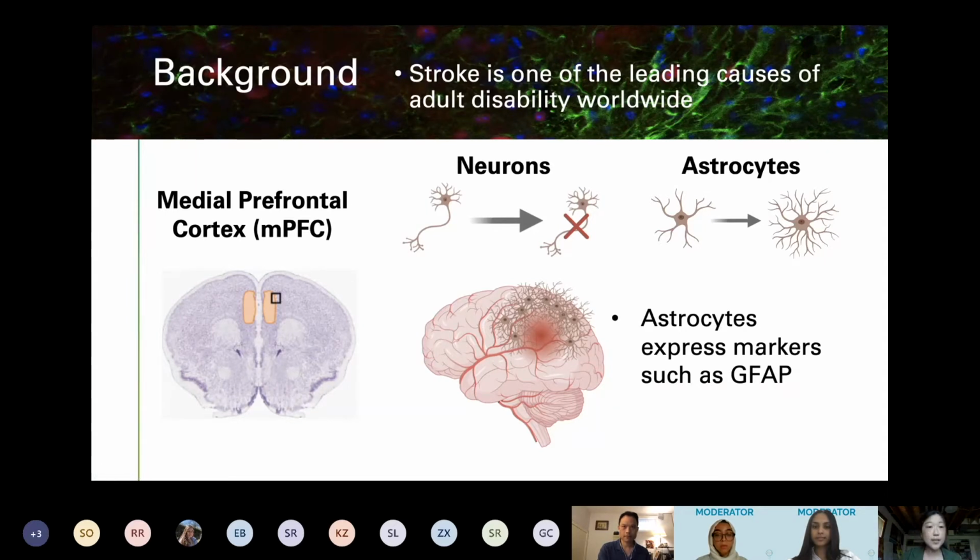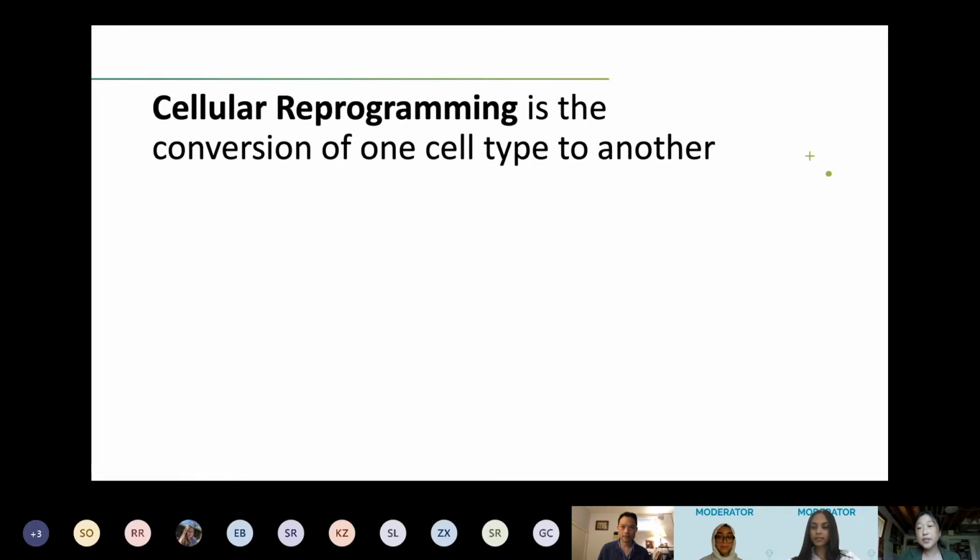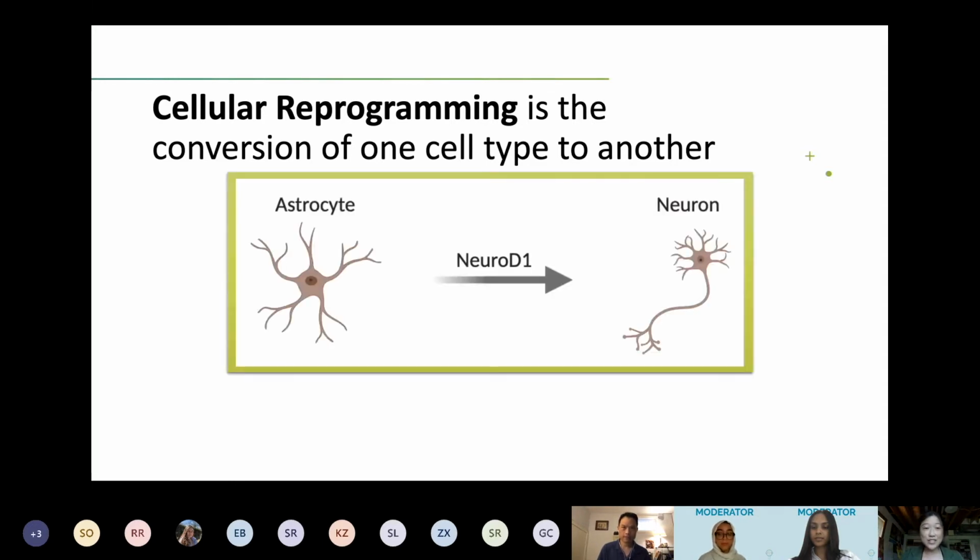So I just mentioned stroke obviously is a horrible thing, and it depletes the neurons in the brain. So we wanted to come up with a method to promote stroke recovery, and we thought of cellular reprogramming. Cellular reprogramming is just the conversion of one cell type to another. I mentioned astrocytes and neurons. Previous literature has shown that you can change astrocytes into neurons by using the transcription factor NeuroD1, and you can do this in vivo.